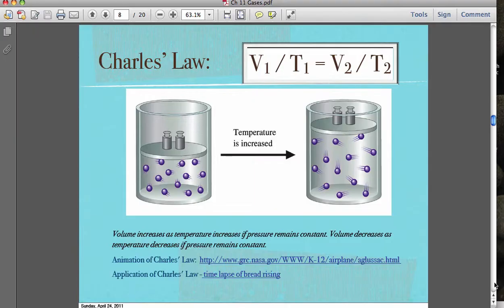Charles's law relates volumes and temperatures. Yesterday you had the flask with the balloon on the top, and you heated up the flask and the balloon swelled, and then you put it on ice and the balloon shrank. This is the relationship between volumes and temperatures that is described by Charles's law.